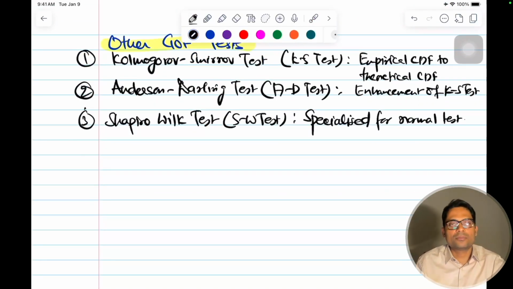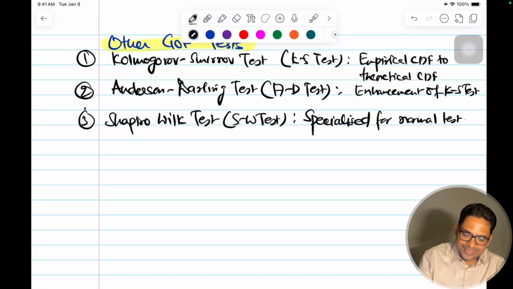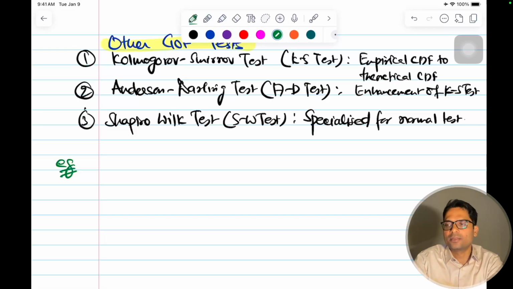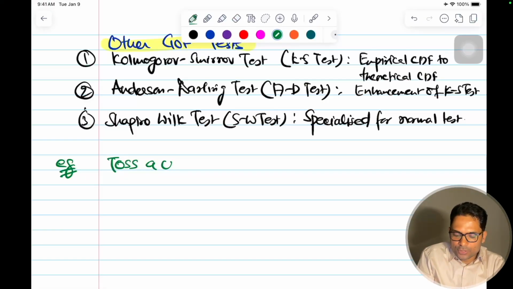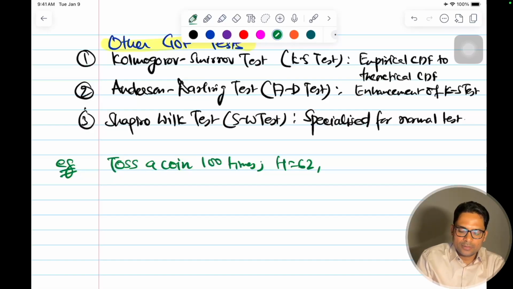Now we have talked a lot about goodness of fit. Now let's understand it using a very simple question, which will make it very clear. We are talking about multinomial, so we'll see a simple case of that, the binomial distribution. The simplest is to toss a coin. We toss a coin 100 times, and we get heads 62 times, and tails the remaining 38 times.